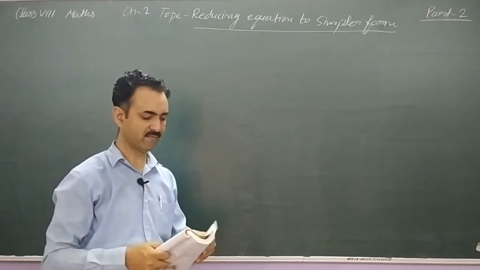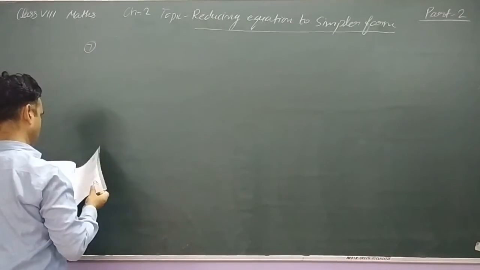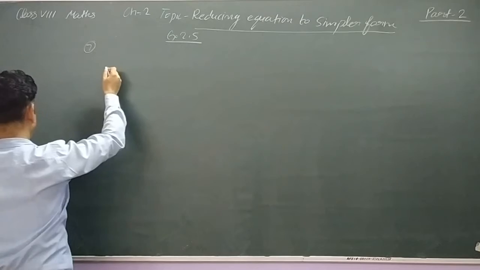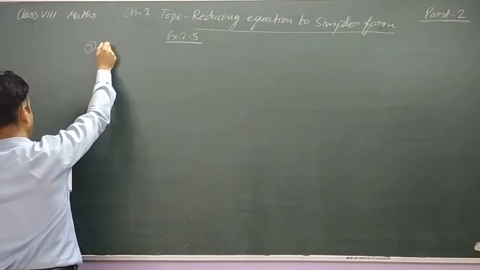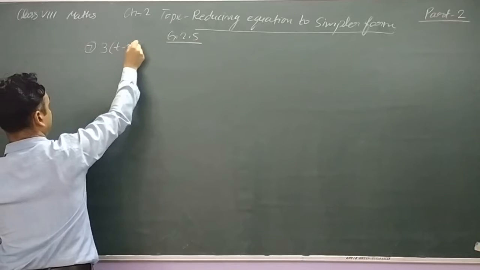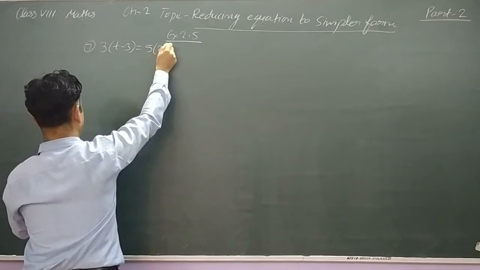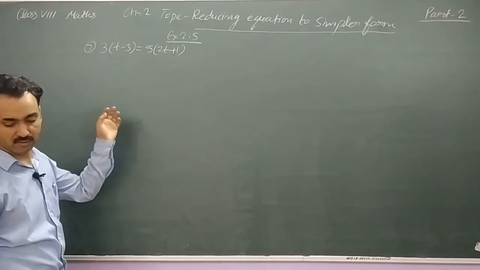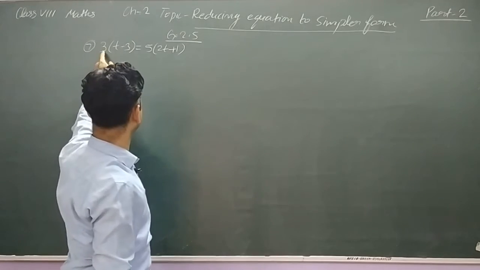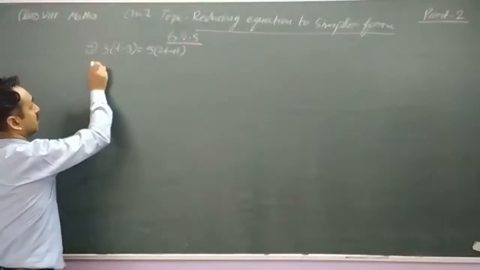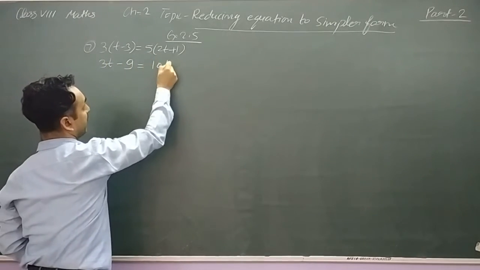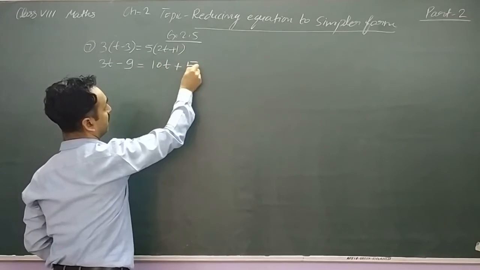Let's take some different type of question. Question number 7 of exercise 2.5. Question is, simplify and solve the following linear equation. So 3 multiply t minus 3 equals to 5 times 2t plus 1. I think it's very simple. First what will you do? First we multiply 3 with t. So 3t minus 3 threes are 9, 5 twos are 10t plus 5 ones are 5.